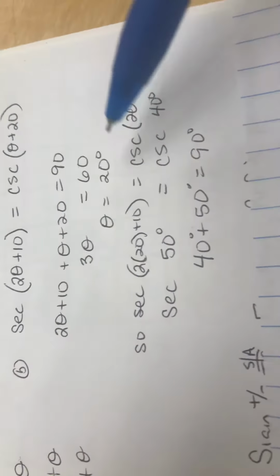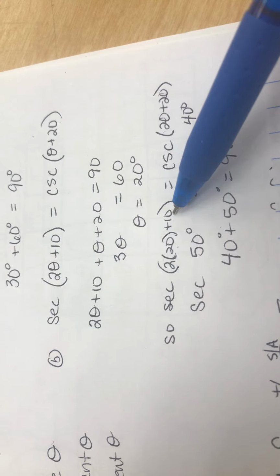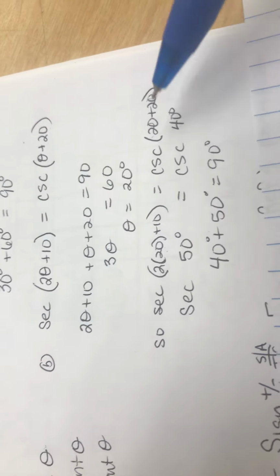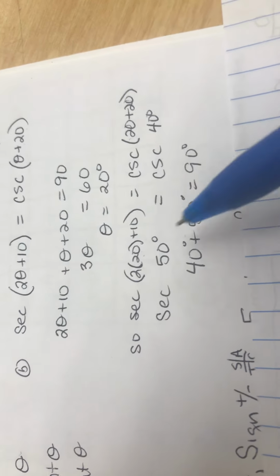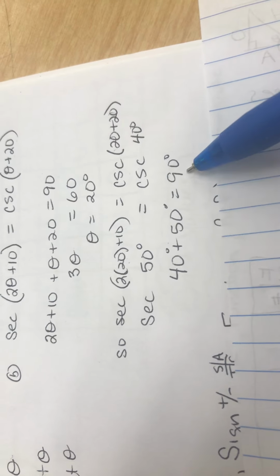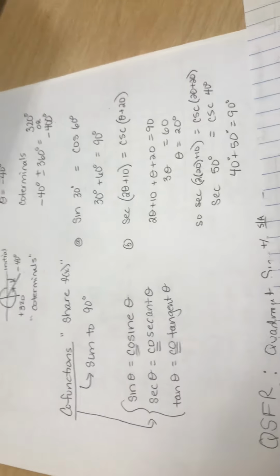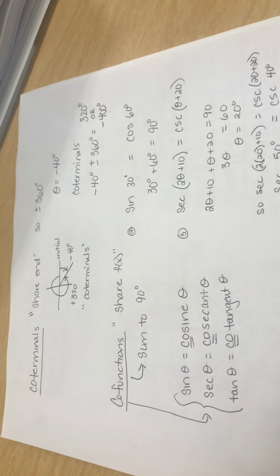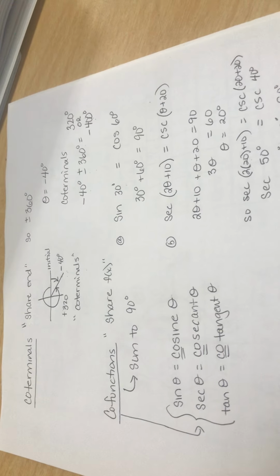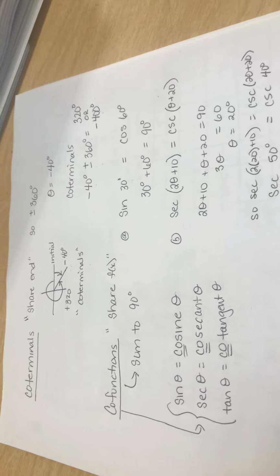So check it. If theta is 20, it would be secant of 2 times 20 plus 10, which is secant 50, and cosecant of 20 plus 20, which is 40. So 40 plus 50 is 90, so it checks. Okay? So I figured let me just go over that since we did that on the sideboard. So if you want to pause this and copy this down so that you have examples of it in case you didn't copy off the sideboard, you can go ahead and do that since this is a video.